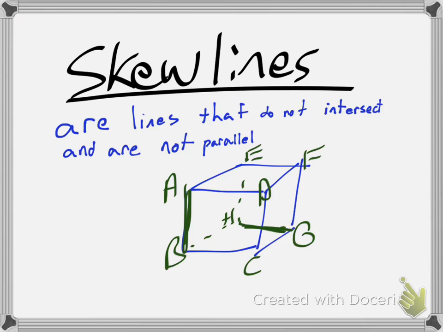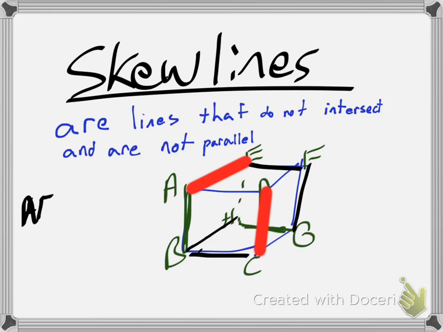Another set of skew lines would be AE and DC. Another set would be EF and BC. Or BC and GF. Those are skew lines. Now how you write that, let's say we're going to write the red ones, we write it like this. AE with a line over it. That means line segment AE. And line segment CD are skew lines. And that's what skew lines means.